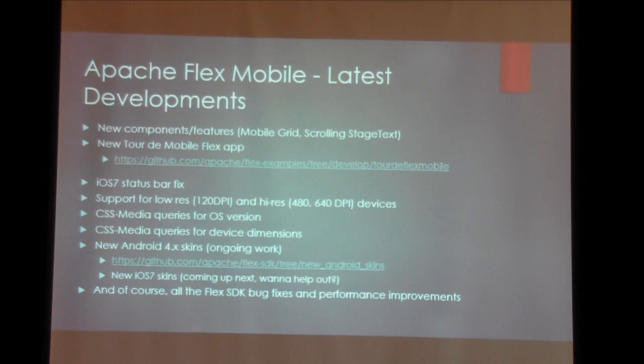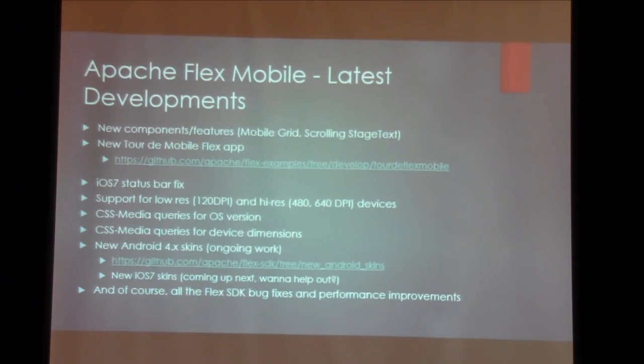The other big thing was the iOS 7 status bar fix. Not just Apache Flex, not just Air, everybody building iOS apps, even with Objective-C, had this issue where after iOS 7 came out, the status bar would disappear or it would come up on top of the application. So this required a fix. It turned out to be a pretty easy fix. We just needed to figure out what was happening and work out the solution. So iOS 7 is now fully supported in Flex Mobile.